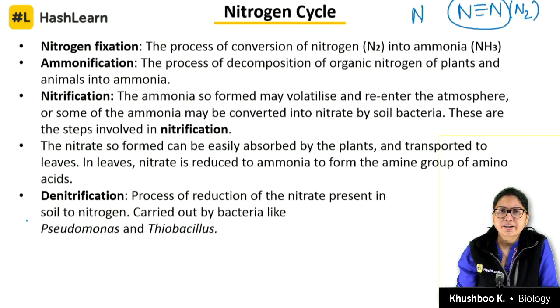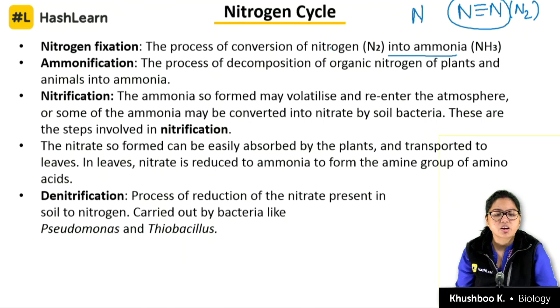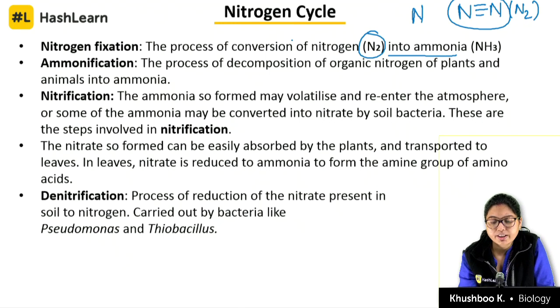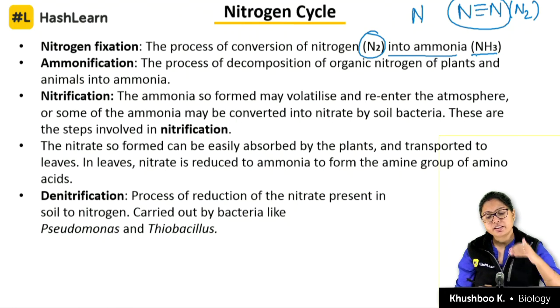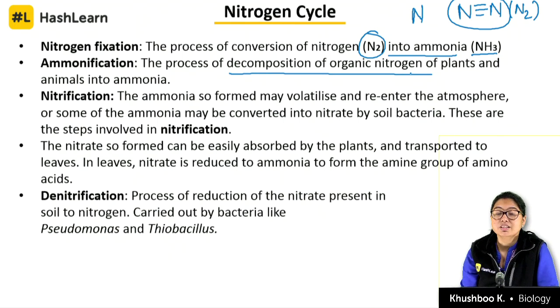So let's see what nitrogen fixation is first. Nitrogen fixation is the process of conversion of nitrogen into ammonia. That means atmospheric nitrogen needs to be brought down to the soil, it needs to be fixed, and that is why it is called nitrogen fixation. In this process, the atmospheric nitrogen has no hydrogen, hydrogen will be added and it is converted into ammonia. Ammonification is the next process. It is the process of decomposition of organic nitrogen of plants and animals into ammonia.